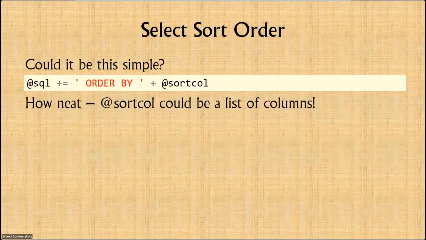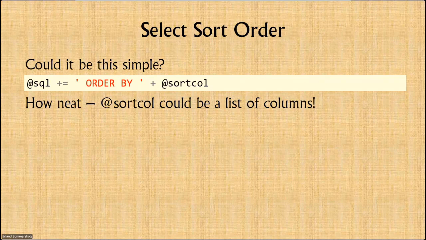So more things we can do. Well, sort we talked about for static SQL. Let's now talk about this for dynamic SQL. This seems quite simple. We could just say @SQL += ORDER BY plus a sort column. How neat. The sort column could be a list of columns with ascending, descending included.